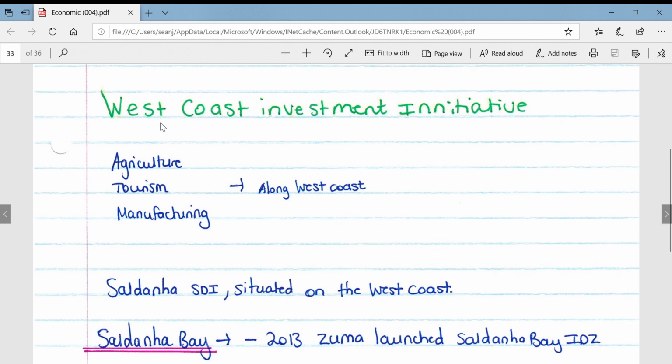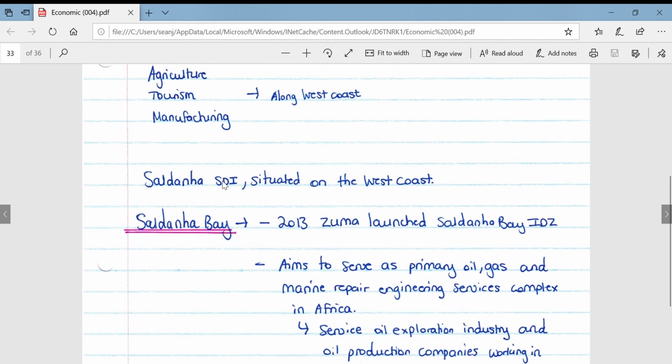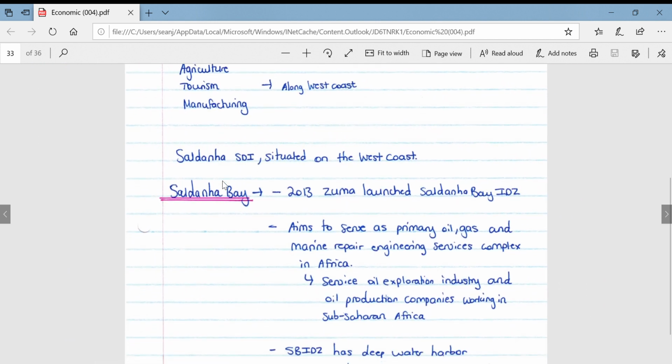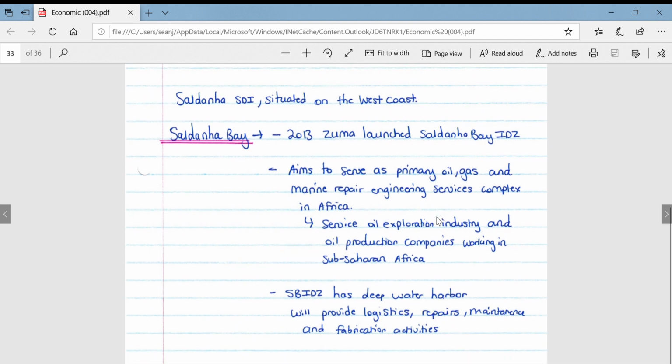But anyway, the West Coast Investment Initiative deals with agriculture, tourism and manufacturing located along the West Coast. The Saldanha SDI is situated on the West Coast, at Saldanha Bay. In 2013, Jacob Zuma launched the Saldanha Bay IDZ.